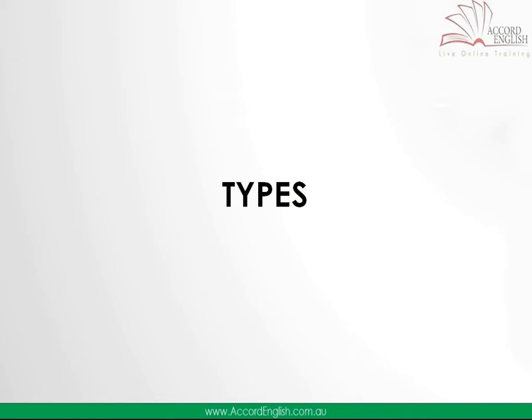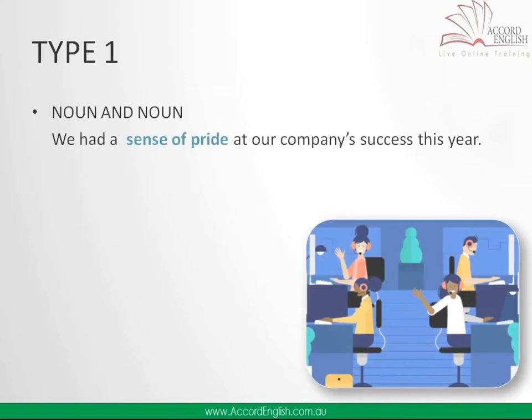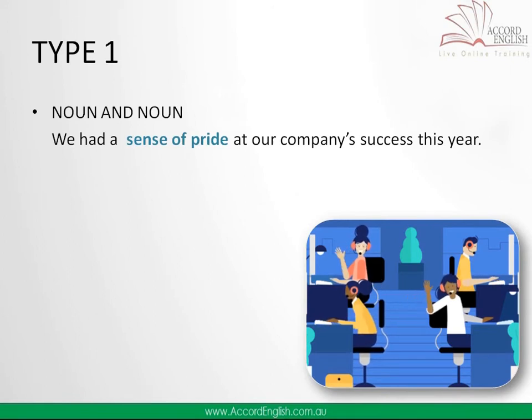Collocations are used in different ways and manners, and these can be referred to as the types of collocations. Now we can look at some of the types of collocations that are commonly used in English. Type 1 is noun and noun together to form one collocation. Let us look at this example here, sense of pride, where there are two nouns, sense and pride, that give one abstract idea together to the sentence.